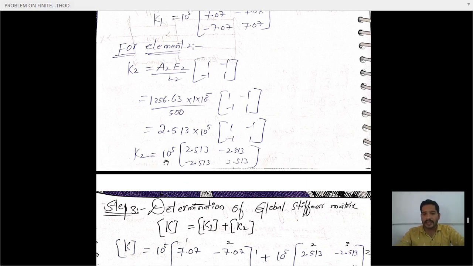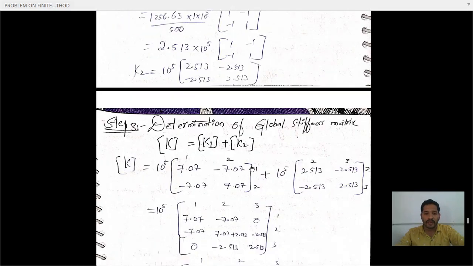Okay, 10 power 5 as it is, you just need to multiply the term 2.513 into 1, which is 2.513, 2.513 into minus 1 is minus 2.513, minus 2.513, and again here also 2.513. You just need to multiply this term into the whole bracket. After getting K1 and K2, we need to find the global stiffness matrix. K, the global stiffness matrix, equals the elemental stiffness matrix of the first element plus the elemental stiffness matrix of the second element.